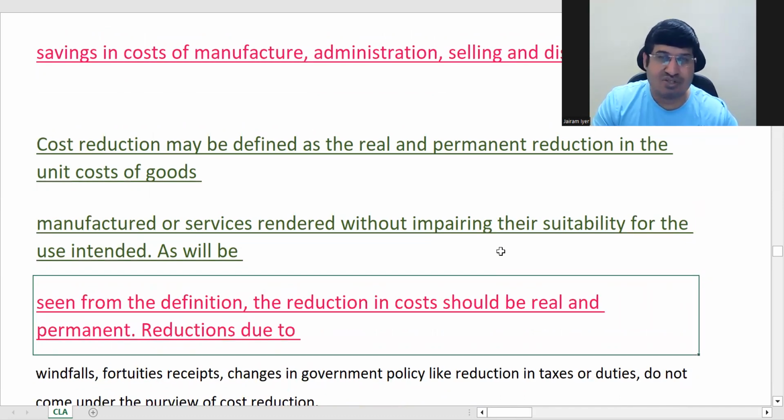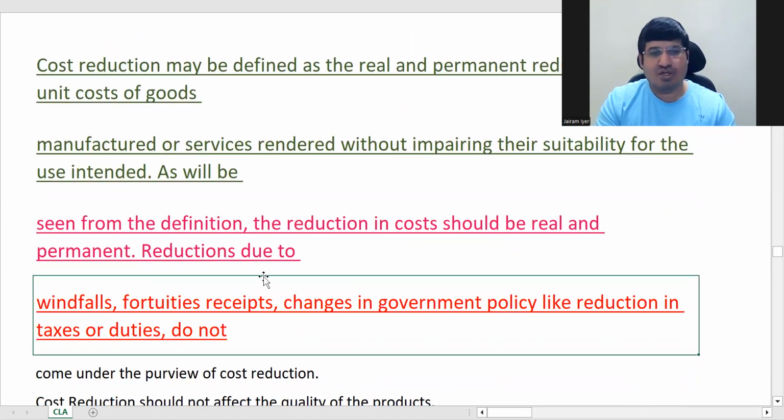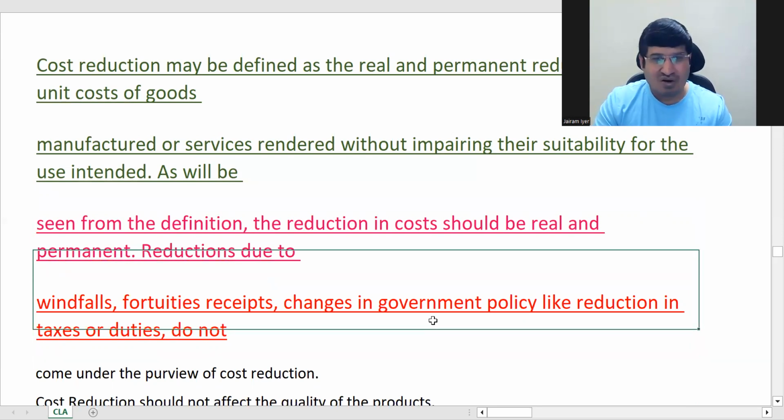Okay, reduction should be real and permanent. Reductions due to windfalls, windfall means out of luck sometimes your cost gets reduced. Okay, so then as due to luck it reduced, due to luck again it will come back to normal. Say for example a new government has come, it just wants to reduce the cost just to be popular. Okay, and it has reduced the cost. In 6 months again it will come back to the normal range.